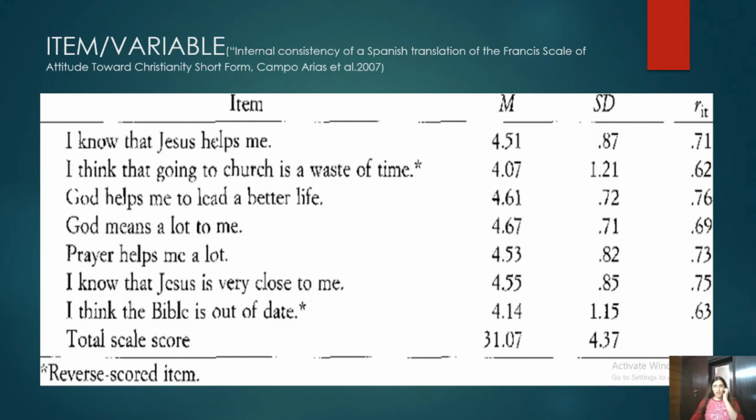Okay, now you will have to decide whether this is reflective or formative based on past review, but here it seems this is a reflective scale, because at the end of the day, if a person is feeling that Jesus helps me, I know that Jesus is very close to me, he should be giving the same answer to both of them. So in these 7 statements you are repetitively asking him the same thing. This seems to be a reflective scale, not a formative scale.